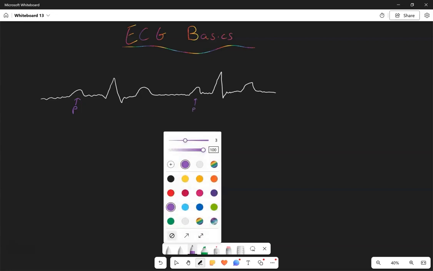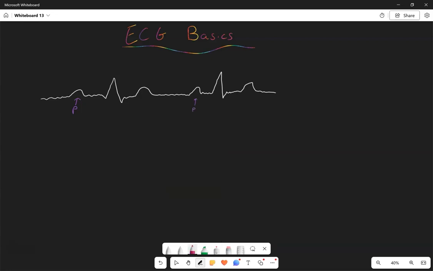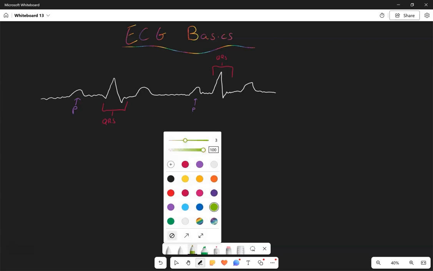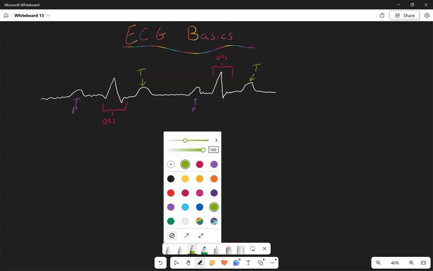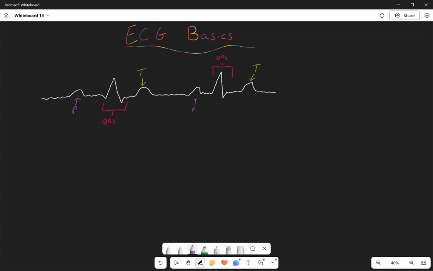Right? The bigger region here, this is known as the QRS complex. And so we can see another QRS complex here. And then lastly, what we can see is this wave right here, which is known as the T wave. So we can see another T wave here. Okay, and these correspond to different events that happen during the cardiac cycle.